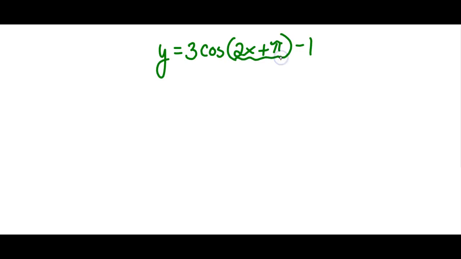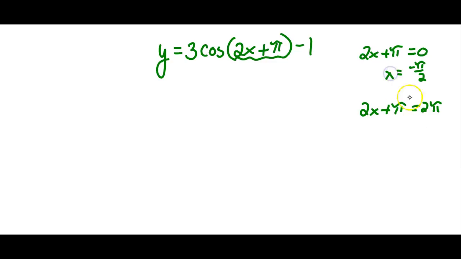What I really want to do is find out where are those 5 key points there. So I'm going to take what's inside the parentheses and set it equal to 0. And I'm going to set it equal to 2 pi and solve for x in both those cases. So solving for x, you're going to get negative pi over 2 equals x there. And over here we're going to get, let's see, subtract pi, divide by 2, you're going to get pi over 2.